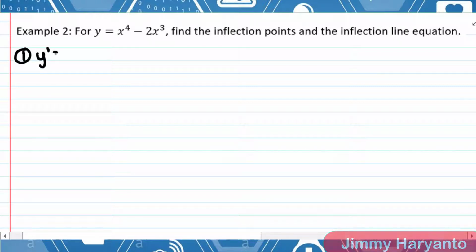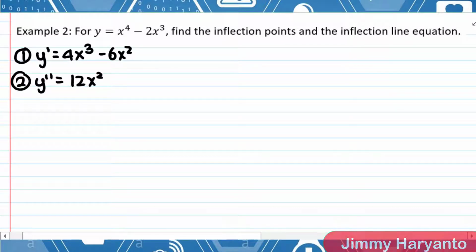And the next one is example 2. For y equals x to the power of 4 minus 2x to the power of 3, find the inflection points and the inflection line equation. Okay, so first we have to find the inflection point. To find the inflection point, as usual, you have to differentiate it first. So you will have 4x cubed minus 6x squared, yeah. After that, of course, the second differentiation, you will have 12x squared minus 12x.